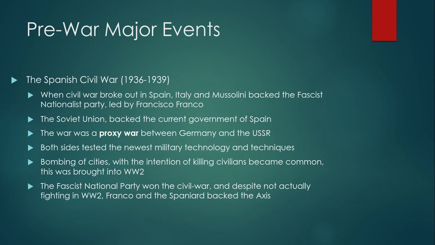Now, the fascist National Party wins the Civil War, and even though they didn't fight in World War II, Franco and the Spaniards backed the Axis. So this is kind of seen as a struggle between fascism and democracy, but it was won by fascism. More accurately, though, it was a leftist revolution and a rightist counter-revolution.